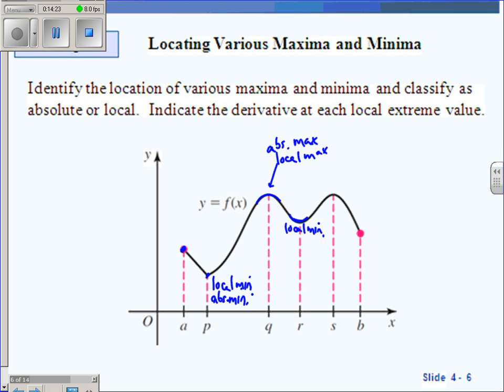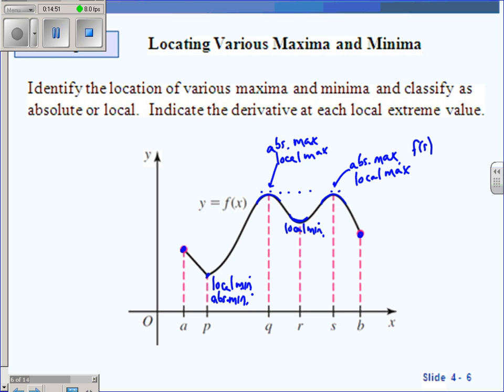Okay, and the next high point here, notice that looks like the y values are the same amount. That's why we actually have two places where the absolute maximum occurs. Okay, you can't have two different heights, but the absolute maximum there is whatever that y value is. So f of s is the absolute maximum, or f of q. This is also a local maximum.